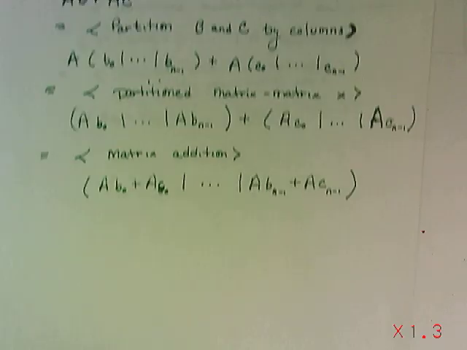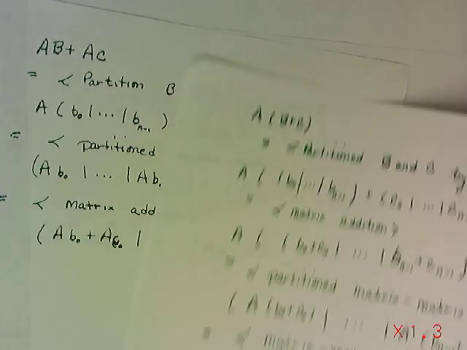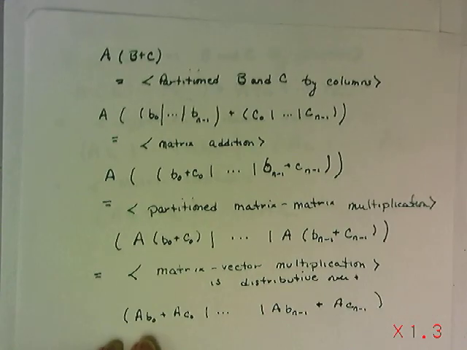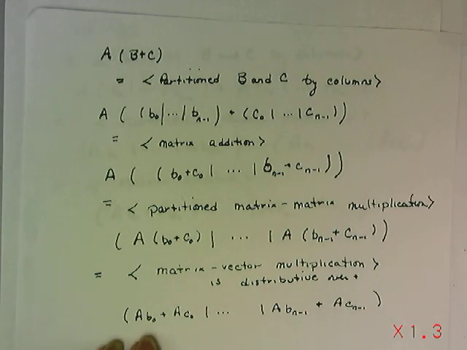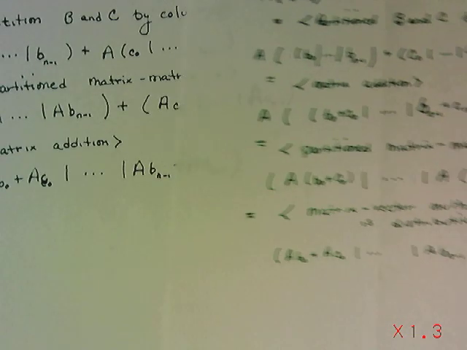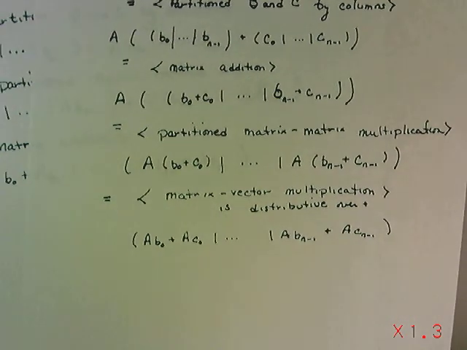So if I compare my results, when I simplified A times B plus A times C, and when I simplified A times the quantity B plus C, I ended up with the same representation. And so now I'm ready to do my formal proof.